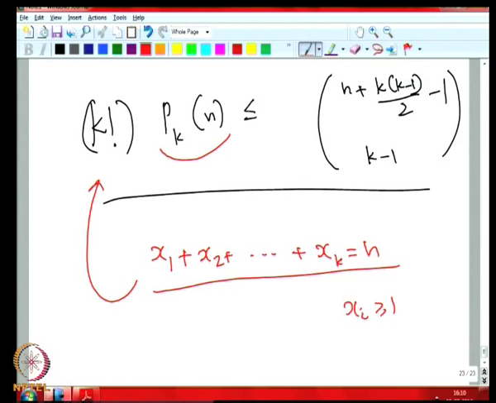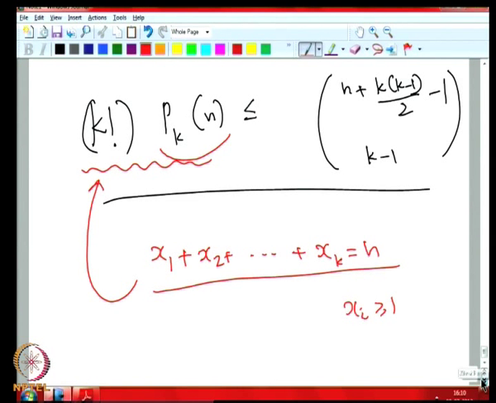because actually we may not get k factorial into pk of n different solutions. That many may not be there, because many times the solutions corresponding to pk of n may have repetitions, so k factorial may not occur. So one thing we can try is to make these values distinct. How do we do it?